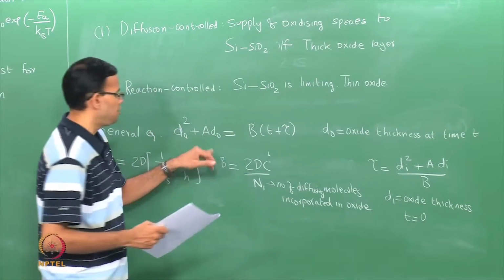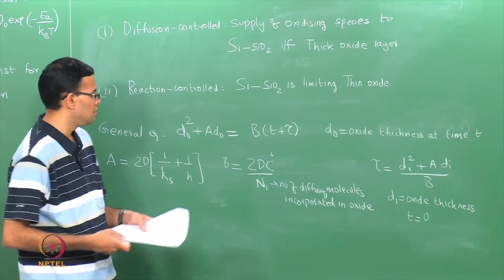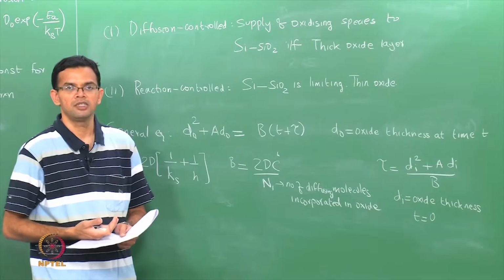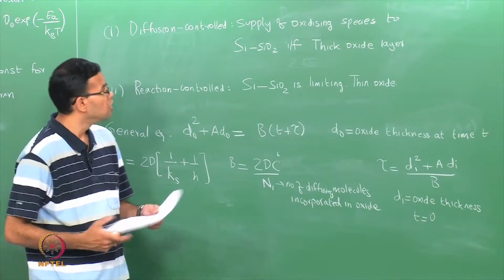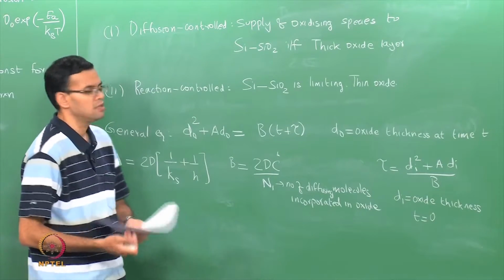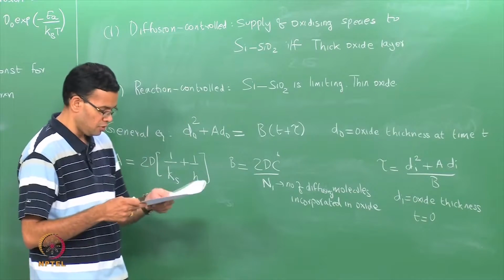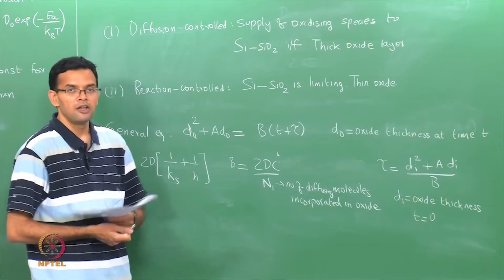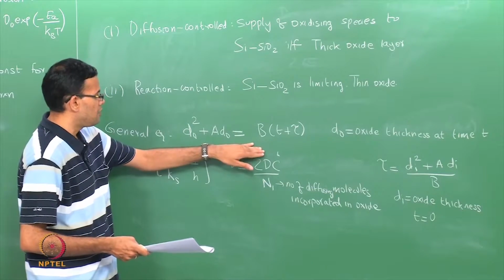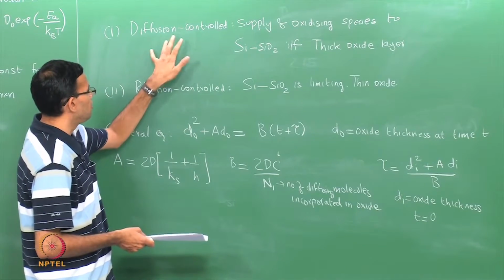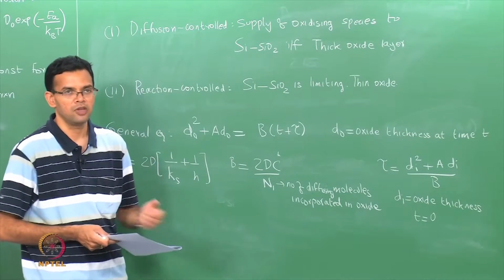So, this is a general expression that relates the thickness of the oxide layers to the various parameters in these Deal-Grove equations. So, we saw there are two extreme cases, one is the diffusion control case, the other is the reaction control case. We can take this expression and simplify it to obtain different relations for these two cases.